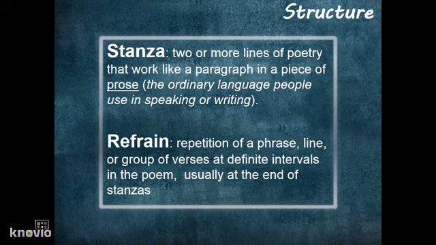So first of all, we need to understand how to look at a poem. So we need to look at the structure. First off, there's a stanza, which is two or more lines of poetry that work like a paragraph in a piece of text. And then there's a refrain, repetition of a phrase, line, or group of verses at definite intervals in the poem, usually at the end of stanzas.